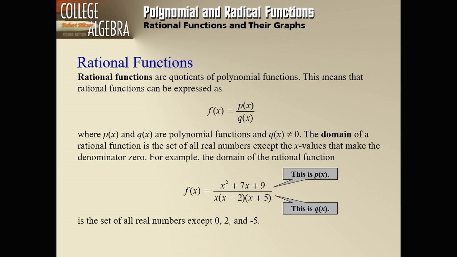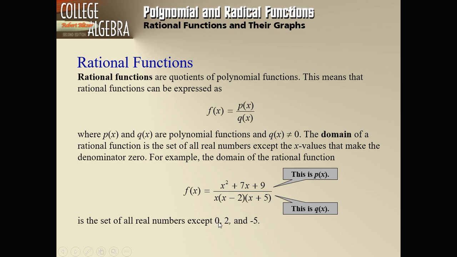For example, the domain of the rational function we have here, f of x equal to x squared plus 7x plus 9, and that is the p of x. The q of x is x times the quantity x minus 2 times the quantity x plus 5. So, the domain of the rational function is the set of all real numbers except 0, 2, and negative 5.